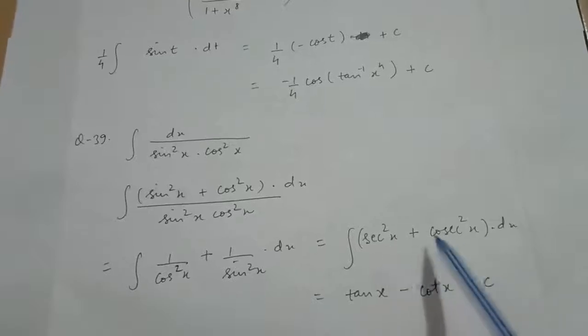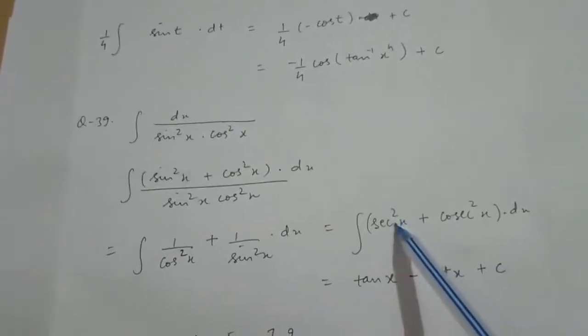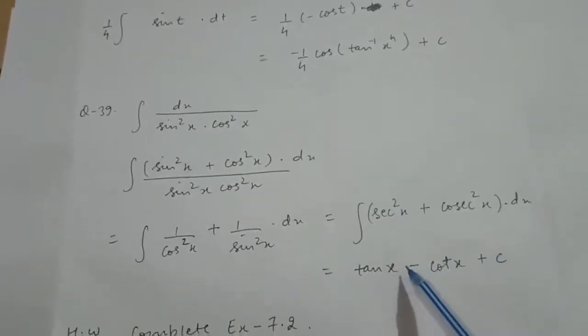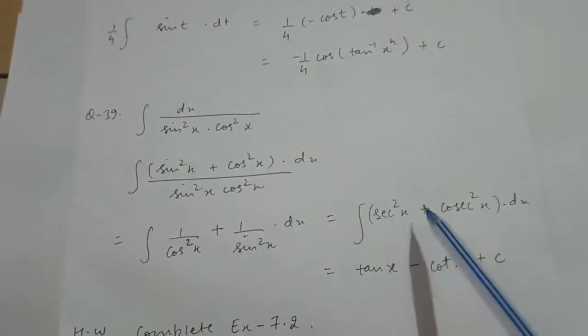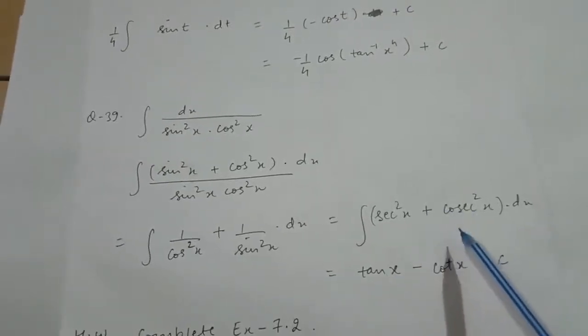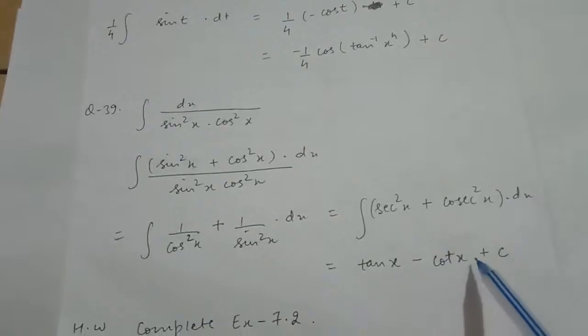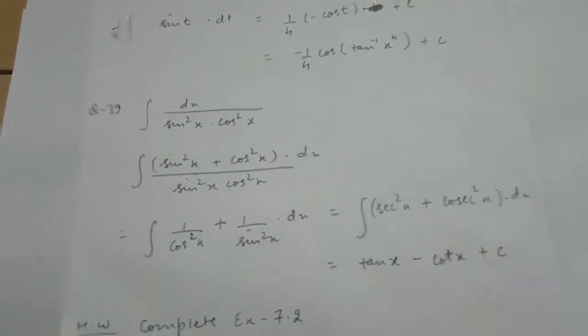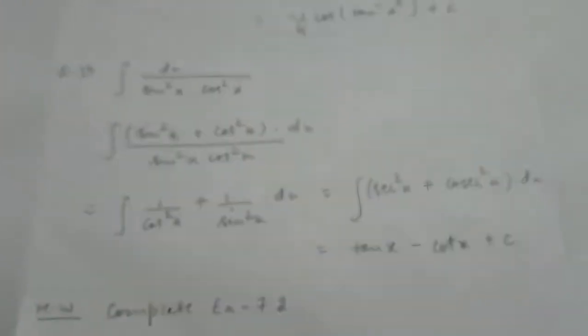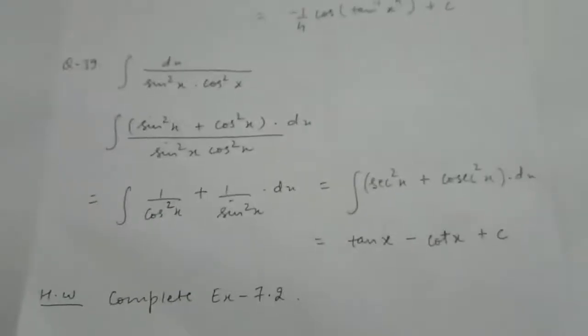Now you know the integral of both of these. The integral of sec^2 x is tan x, plus the integral of cosec^2 x is minus cot x plus c. Clear? So your homework is you have to complete exercise 7.2.